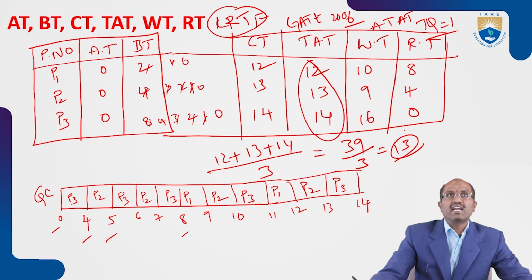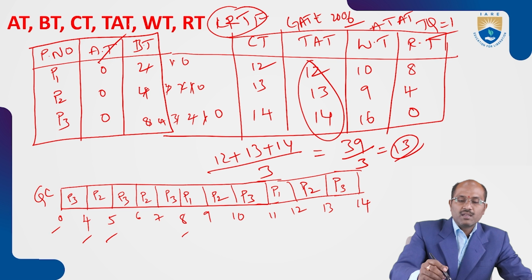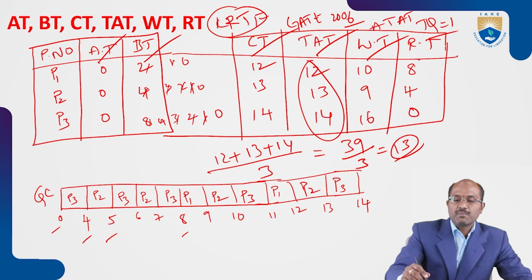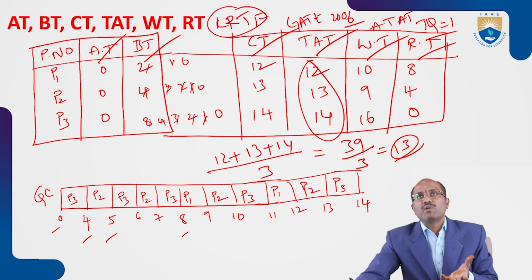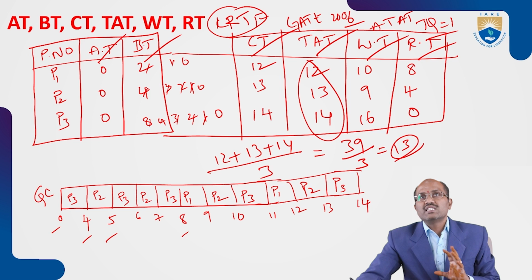So we calculated everything: arrival time, burst time, completion time, turnaround time, waiting time, and response time. All of this we calculated in this problem. Like that, we should calculate similarly for every problem. So this is the longest remaining time first scheduling algorithm we solved with this example.